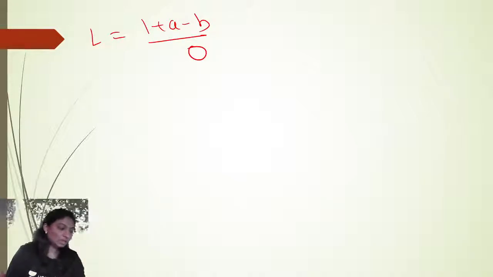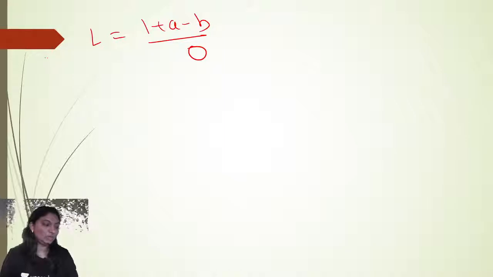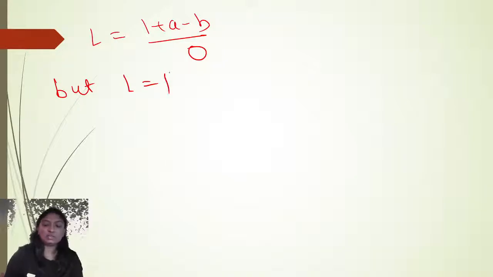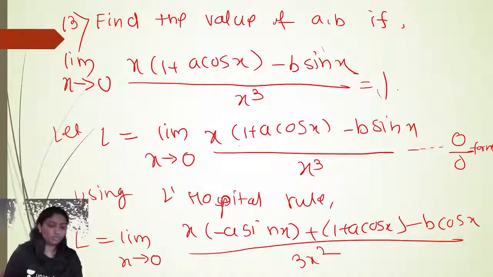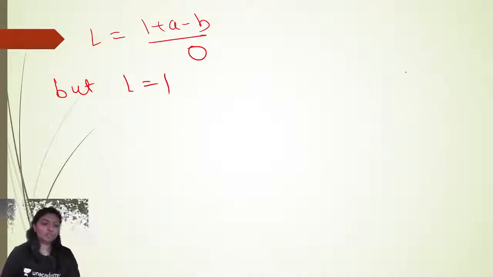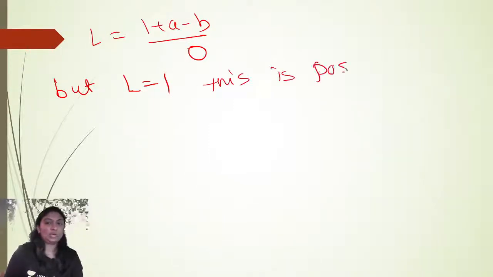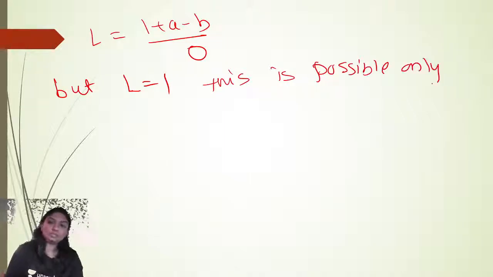Right, but it is given that it is infinity, but the value of the limit is 1. So this is possible only when L is equal to this, but here L is equal to 1 given, no? Here limiting value of this function is L is equal to 1 given. So if we put L is equal to 1 here, then what will happen? If L is equal to 1, then obviously this is possible only when this will become 0, right?